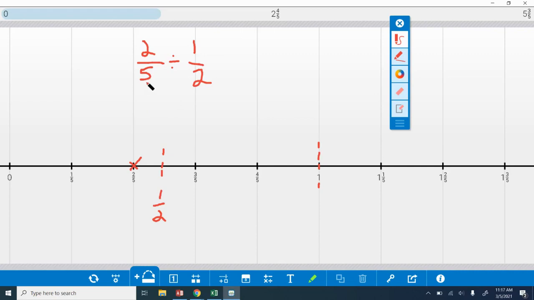To do this, we're going to need to find a common denominator. So we have fifths and halves. So let's think through some of the multiples of 5: 10, 15, 20, 25. And for 2: 2, 4, 6, 8, 10. What was the first multiple they both had in common? Well, it was 10. So let's go ahead and do this.